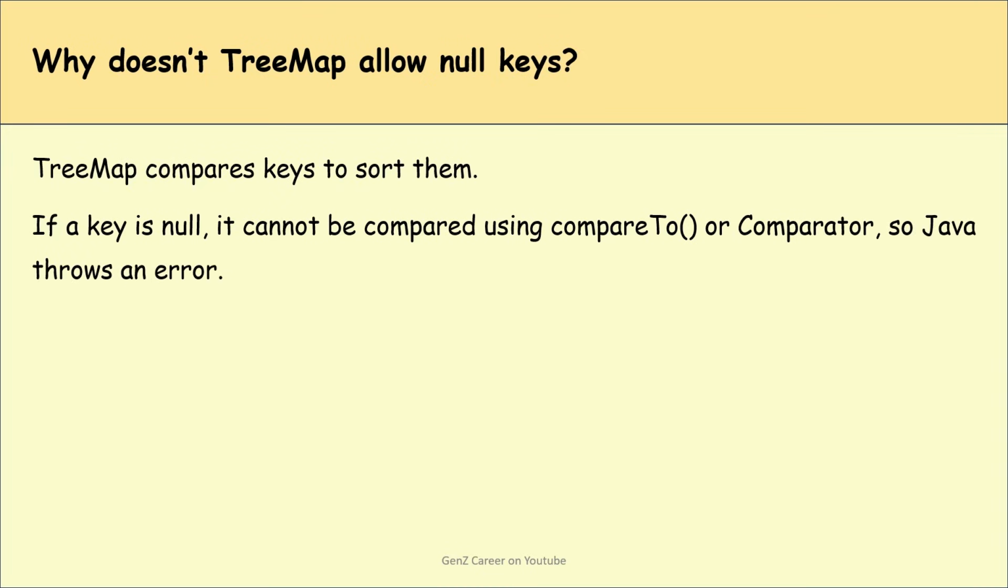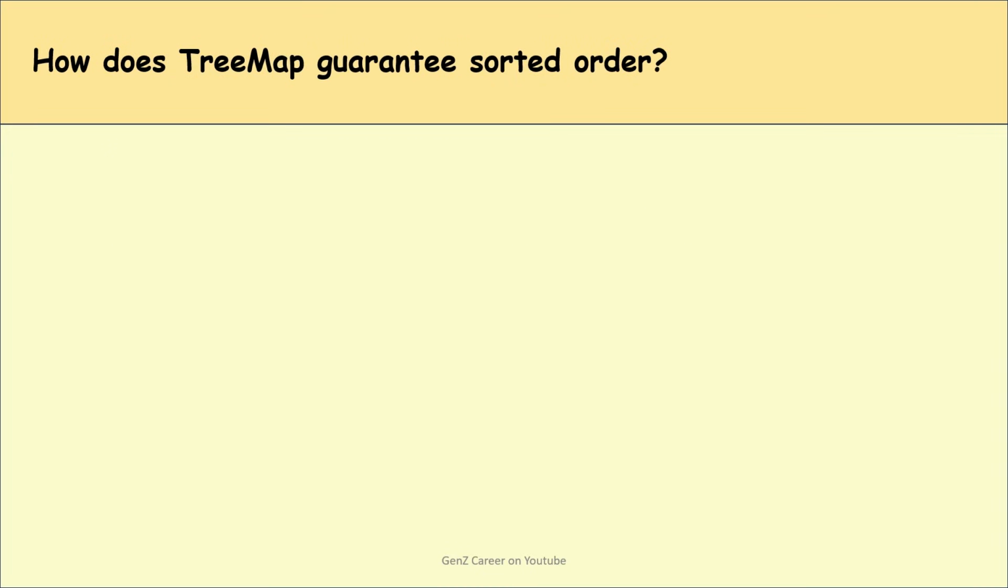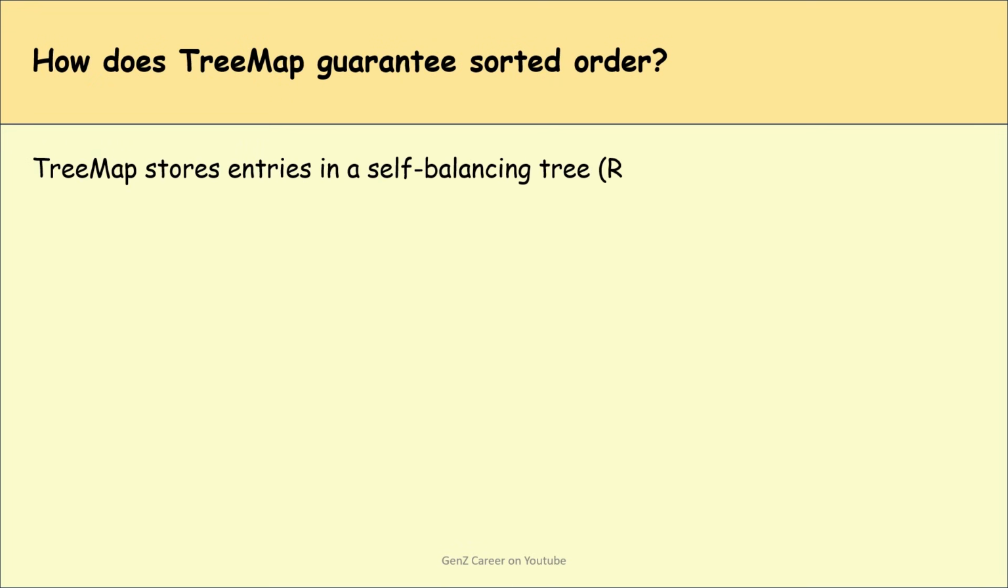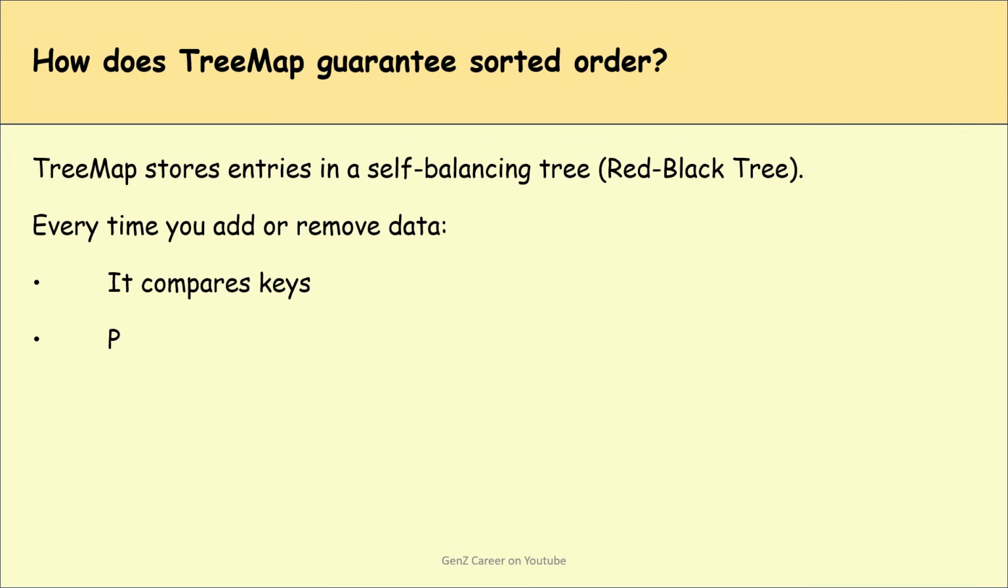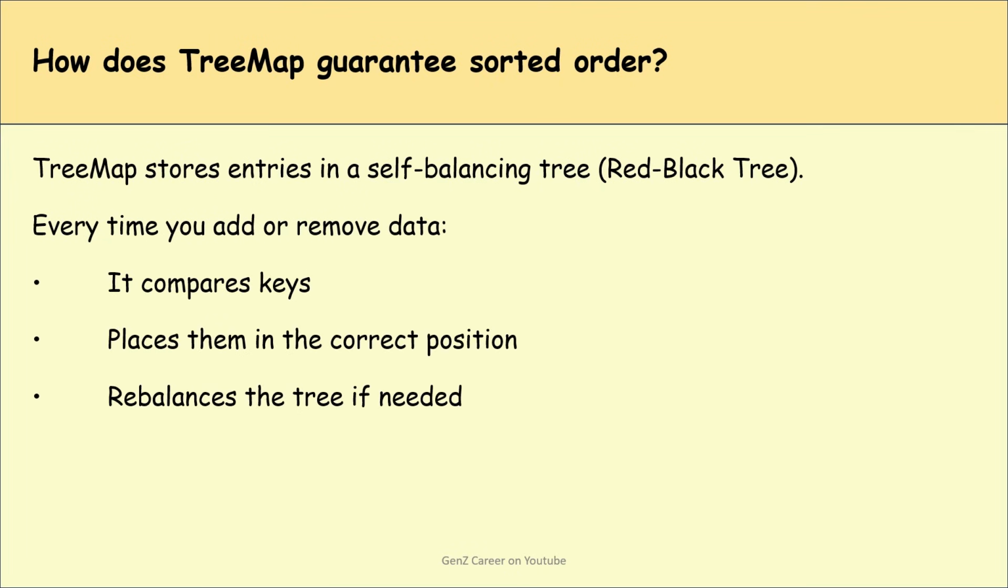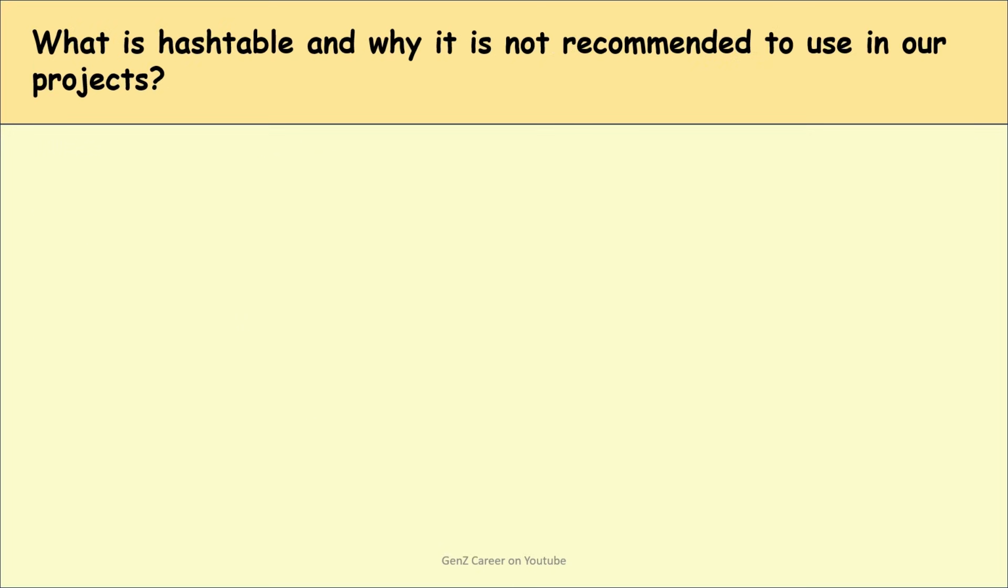Okay. Next question is, how does TreeMap guarantee sorted order? TreeMap stores entries in a self-balancing tree, that is red black tree. Every time we add or remove data, it compares keys, places them in the correct position, rebalances the tree if needed. Okay. Next question is, what is Hashtable and why it is not recommended to use in our projects?